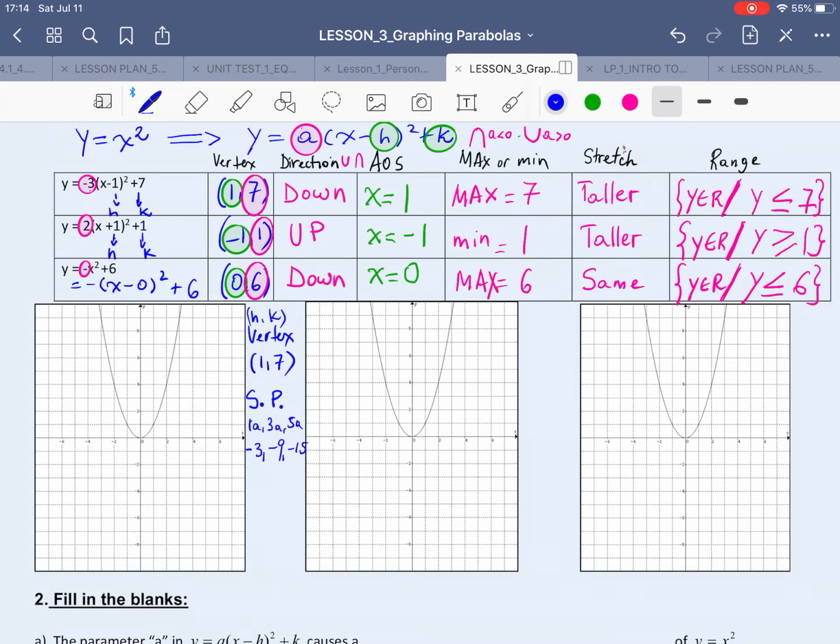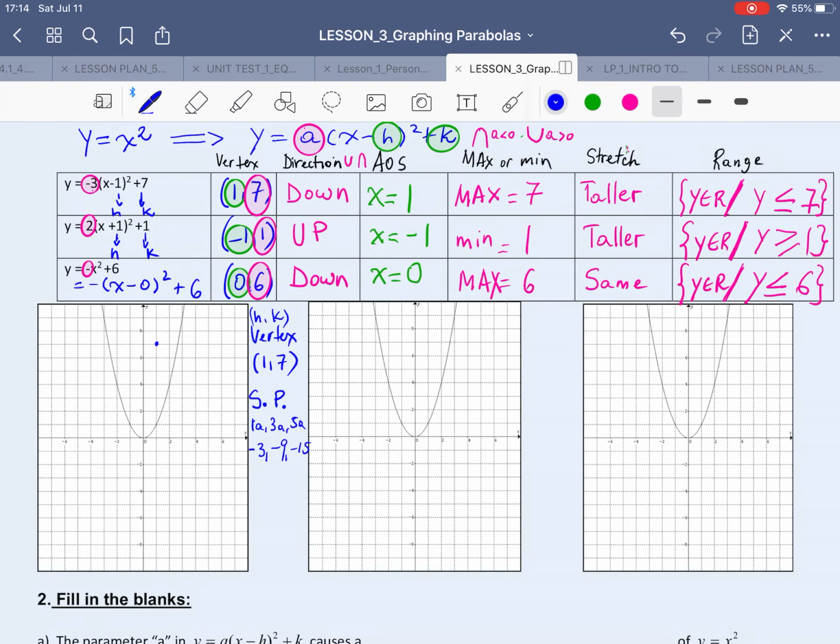So I'm going to get started with the vertex, which is at 1 and 7. And from the vertex, I will apply the step pattern, which is -3, -9, -15. So that means that if I move over 1, I have to move down 3, over 1, and then I have to move down 9. So let's do this. So over 1, down 3, over 1, and then down 9. I don't have room to apply the next step, so I leave it there.